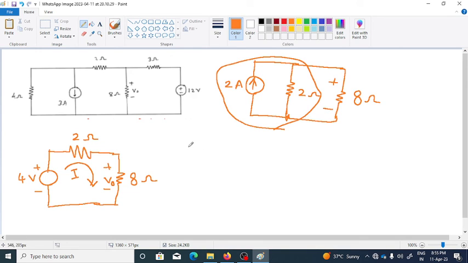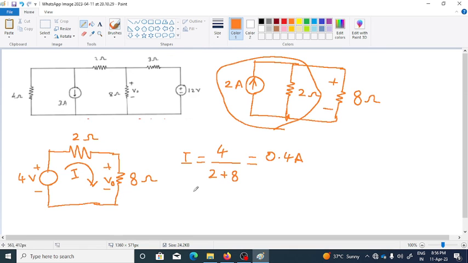So if you want to find out the value of this current I, we can write I is equal to the voltage in the circuit, that is 4 volt, divided by total resistors in the circuit. So it is 2 ohm plus 8 ohm, right? This 2 ohm and 8 ohm resistors are coming in series. So in that way, the current which is flowing through the circuit will become 0.4 ampere, right?